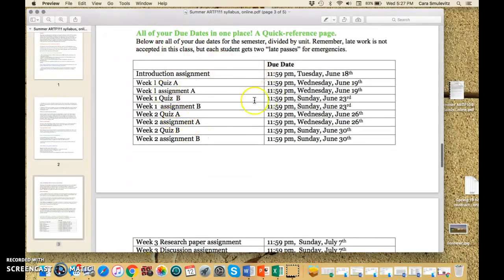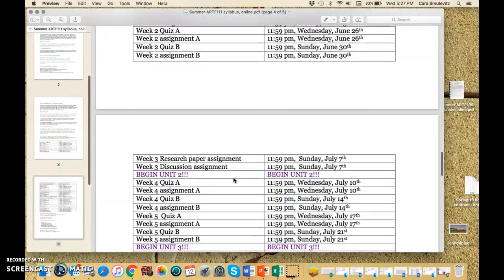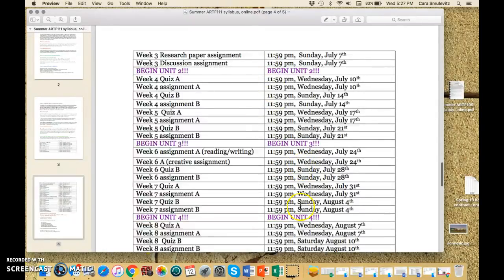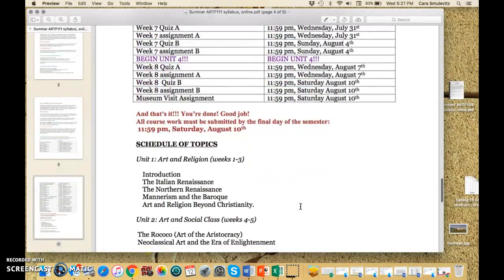This is your table with all of your due dates. I've got this in a separate page online for you that you can print out. And it shows when everything's due for the whole semester. So it's really easy to plan ahead.